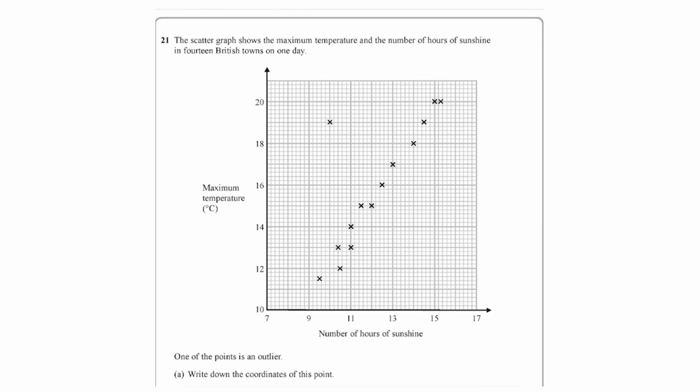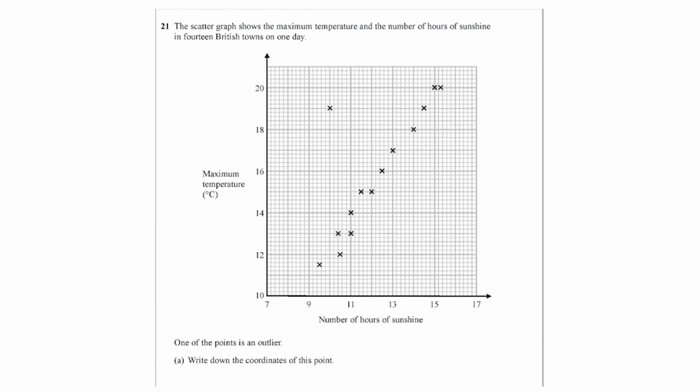Question 21. In fact, from here on in, these questions are from the higher paper. These are the first questions from the higher paper, as well as the last questions of this foundation paper. So we're into the harder questions now, definitely. So 21, the scattergraph shows the maximum temperature and the number of hours of sunshine in 14 British towns on one day. One of the points is an outlier. Write down the coordinates of this point.